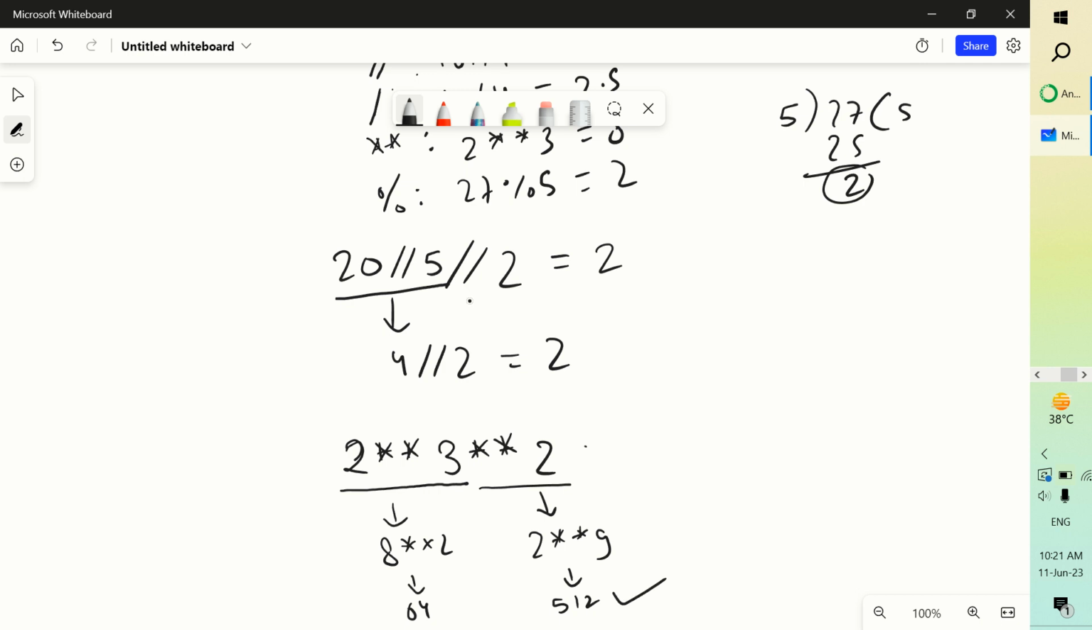Why? Because the exponent operator, the double star operator, is a right associative operator. So it will start operating from the extreme right. First of all, 3 raised to 2 will get solved, and whatever result we get, we will raise 2 to that. So 3 raised to the power 2 is 9, so we are getting 2 raised to the power 9, which is 512. That is correct because star is right associative.